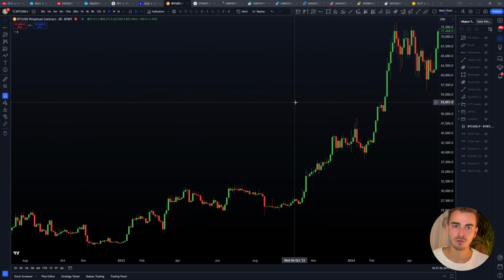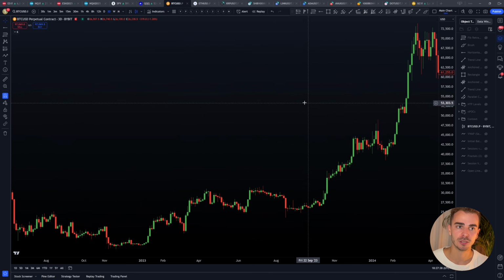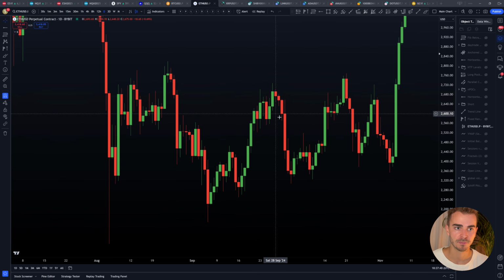So let's now have a look at the difference and have a look at a ranging environment. For this, I want to choose an example on Ethereum, and let's clarify what a ranging environment is. A ranging market occurs when price is moving sideways within a defined range. That means bouncing between support and resistance levels. So let's have a look at this on Ethereum.